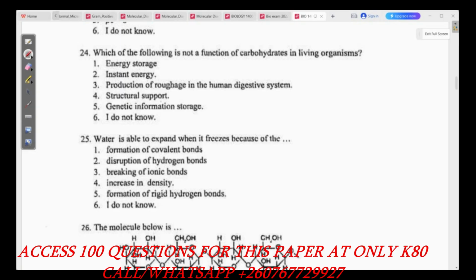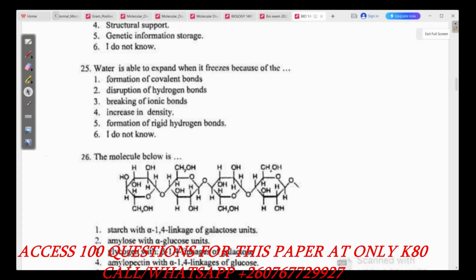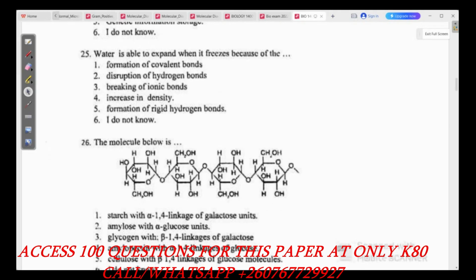3. Production of roughage in the human digestive system. This is true. Structural support. A good example is cellulose, which is true. Genetic information. So carbohydrate does not store genetic information. So this is the fourth statement. Therefore, it's the correct answer for this question, because we are looking for what is not the function of carbohydrate. So genetic information is not the function of carbohydrate.